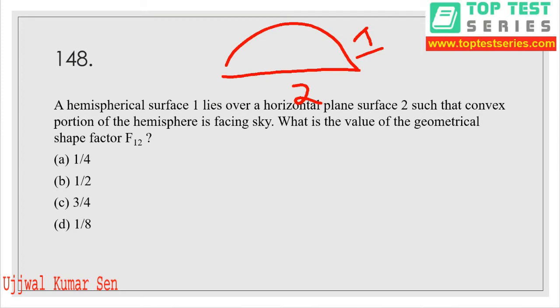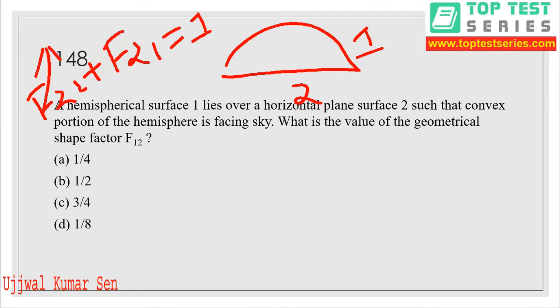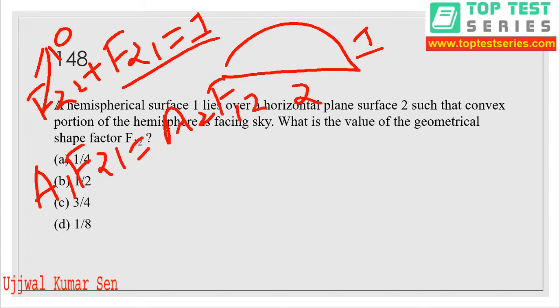So we'll use the summation rule first. That is F22 plus F21 is equal to 1. F22 is equal to 0, so F21 is equal to 1. Now we'll use the reciprocity theorem. A1 F12 is equal to A2 F21. This is the reciprocity theorem. So we have to find F12.